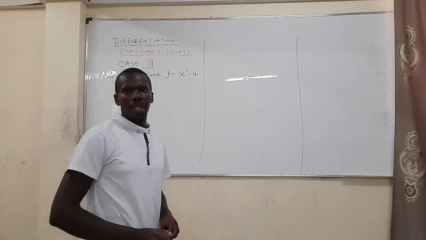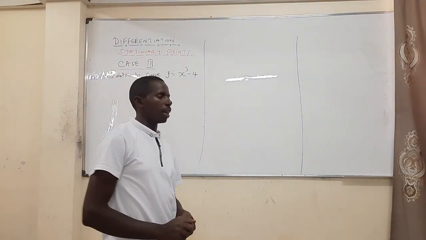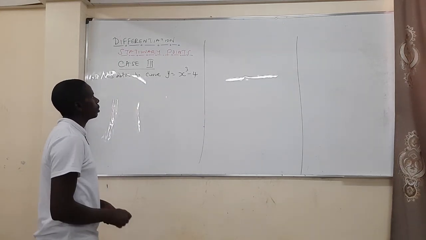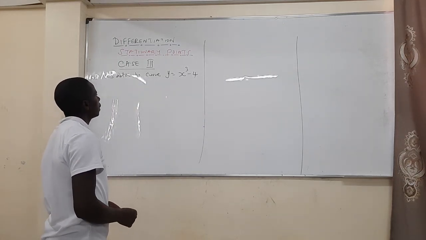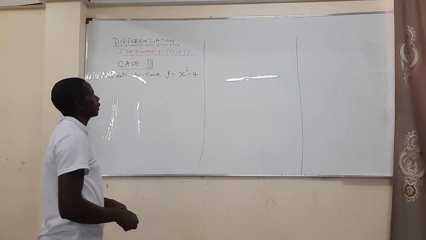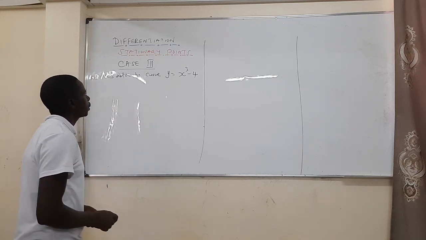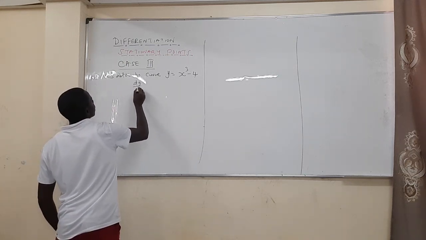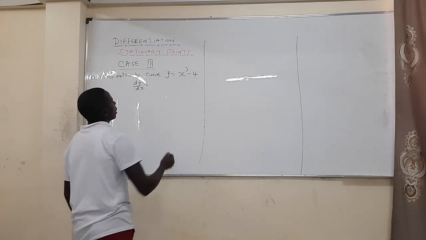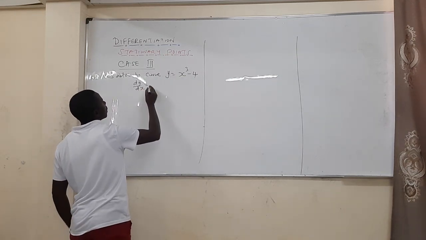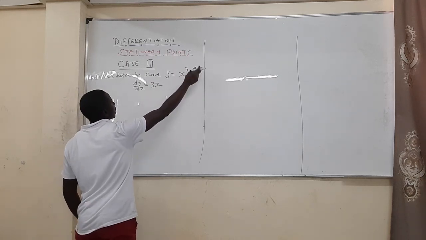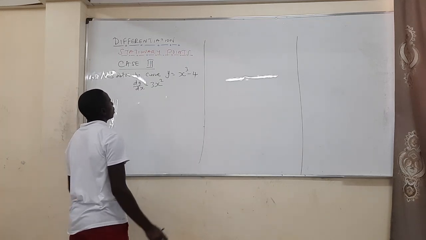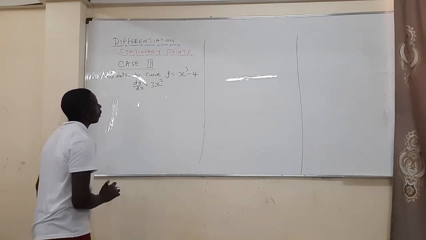Now let's look at the last case, case number 3 of the stationary point. In this case, we want to sketch the curve y is equal to x cubed minus 4. For us to do this, the first thing you need to get is the derivative, that is dy over dx, our gradient function. It's going to be given by, we do the power, you get 3x, then power 3 minus 1, you get squared, then the constant will be 0.